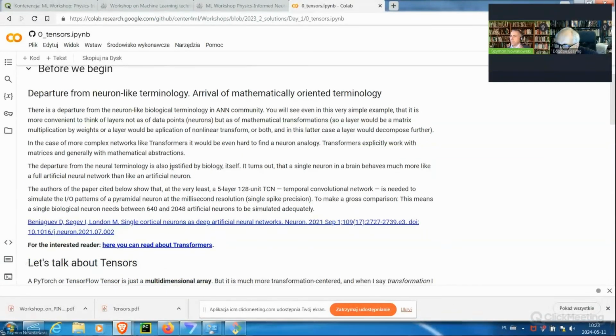And the other reason is that in fact, and there is a paper cited about it, a neuron from the human brain is not an analog of a neuron from an artificial neural network, but rather it is a very complicated neural network per se. They say that to simulate a human neuron from a brain, you would need a 5-layer 128 unit temporal convolutional network, whatever, it is not important. The impression that I want you to have is that the biological neuron is rather an analog of a complex artificial neural network rather than a single neuron.